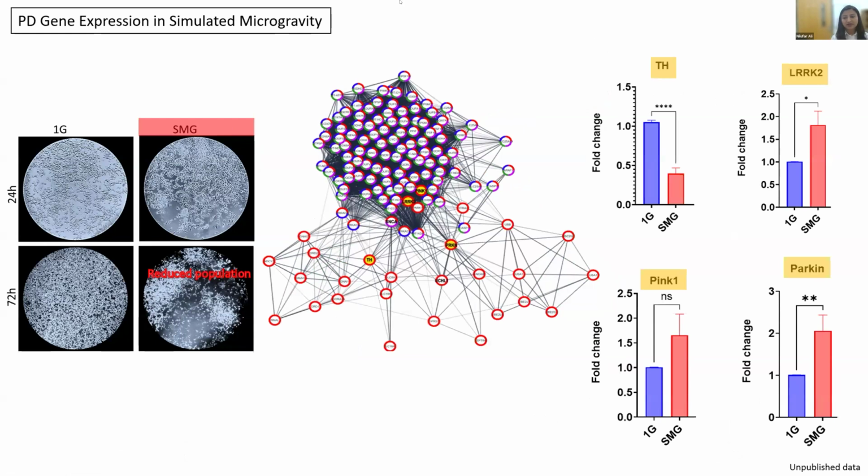And when I tried to look at the expression level of the genes which we found from GeneLab, TH level as observed by the others, we found that the expression of TH goes down drastically, and the other genes like LRRK2 and parkin were also affected. And this is very preliminary data. We are also validating it with other genes and increasing the samples.